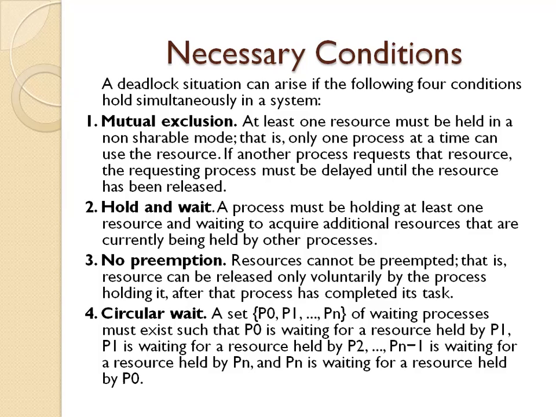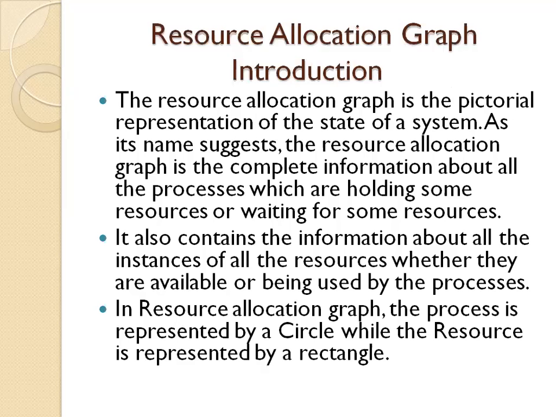Now, these are the different conditions where a deadlock situation can arise. Next, we will go to the resource allocation graph. The resource allocation graph is the pictorial representation of the state of a system. As its name suggests, it gives complete information about all the processes which are holding some resources or waiting for some resources.